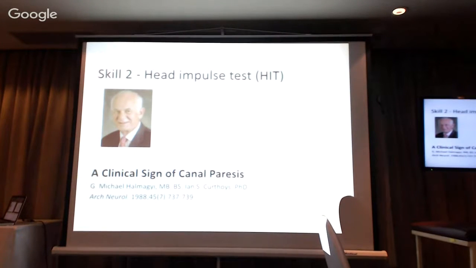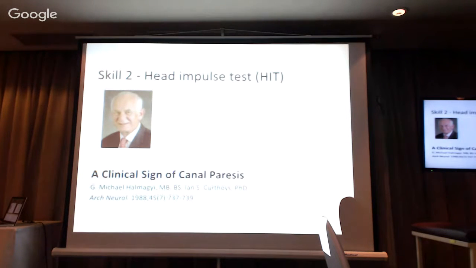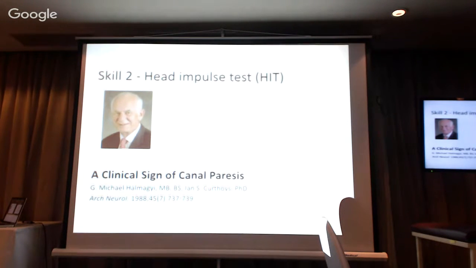Now we come to the second skill, the head-impulse test. A very useful test to detect peripheral vestibular dysfunction. It was demonstrated recently, in 1988, by Professor Michael Halmagyi. It has a very good specificity and positive predictive value in detecting peripheral vestibular dysfunction.